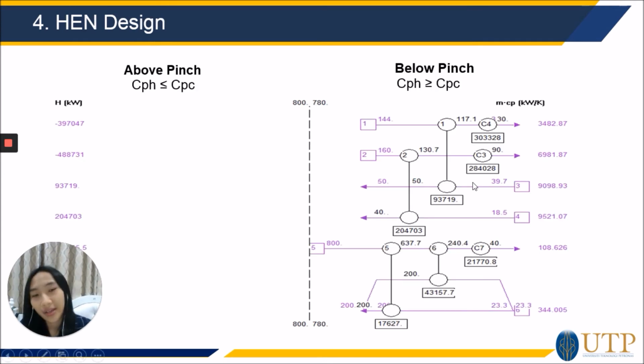To carry out hand design, we have to follow some rules. For example, one is the CP rule. Below the pinch, the heat capacity of the hot stream must be higher than the heat capacity of the cold stream, and the other way around for above the pinch. Another thing is that coolers can only be present in the below pinch area, and only heaters can be present in the above pinch area.